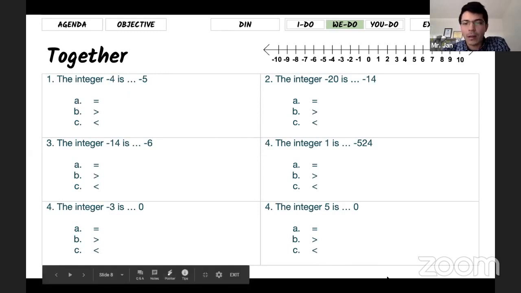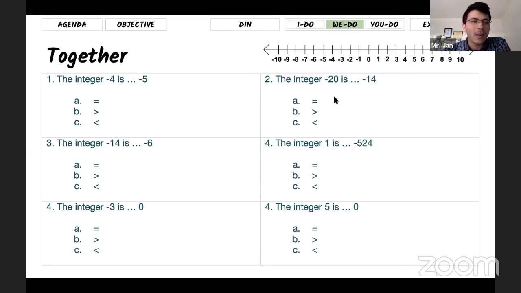Let me see on the chat. I have a couple responses. Somebody says, is that a B? Yes, it is a B, because when you locate these two negative numbers on the number line, -4 will be on the right side of the -5. So that means -4 is greater. Thank you so much. Yeah, the others also said B.